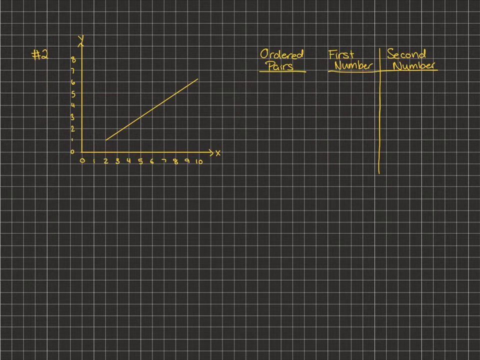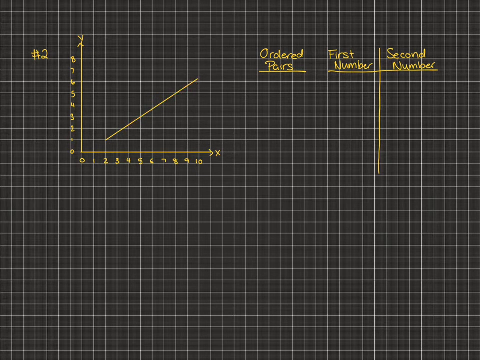For question 2, they are going to give you a graph with a straight line on it. So this is just a simple line graph with a linear equation. And they're going to ask you to start by finding 3 points on the graph and plotting them.